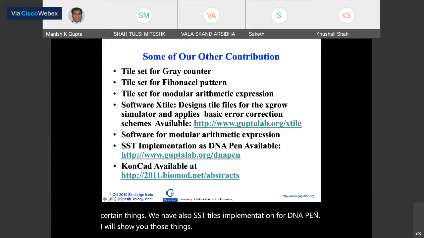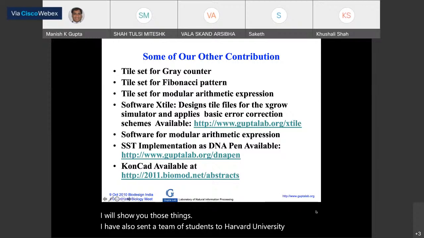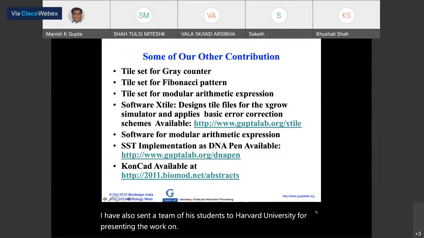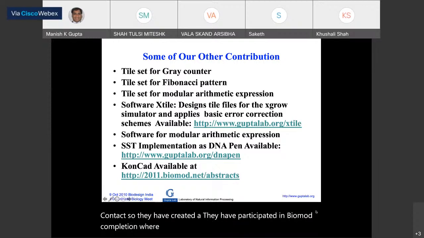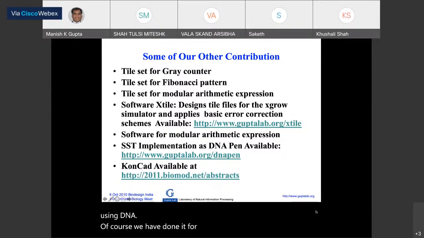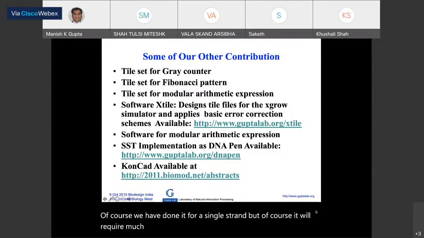I have also sent a team of students to Harvard University for presenting the work on CAT. They participated in the BIOMOD competition where we wanted to create the Taj Mahal at the nanoscale using DNA. Of course, we have done it for a single strand, but it will require a much more complex design. We have not done it yet, so it's still an open problem. If anyone is interested, they can actually do that.